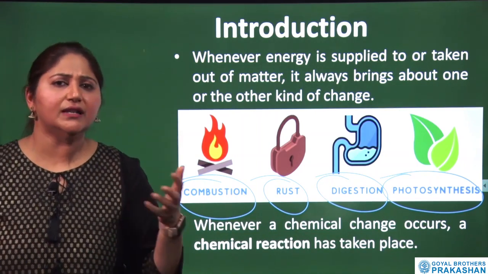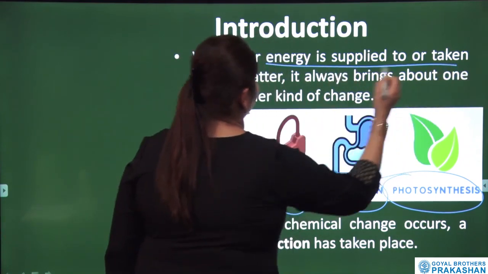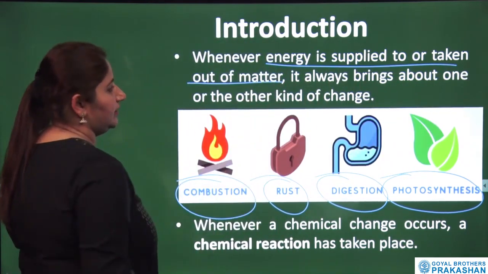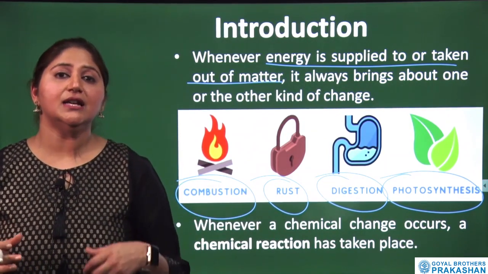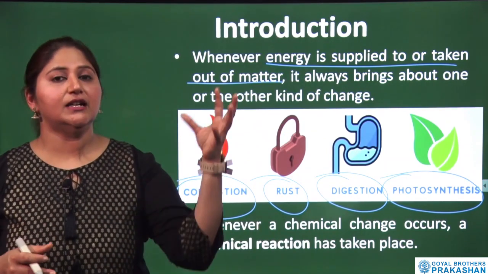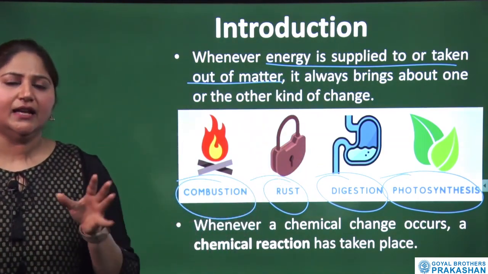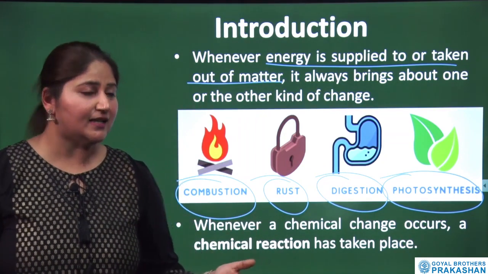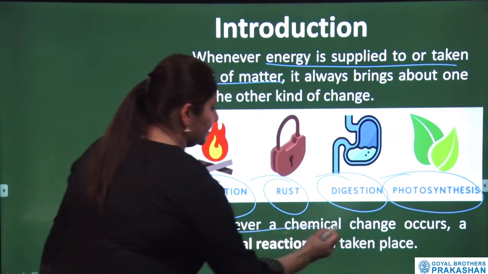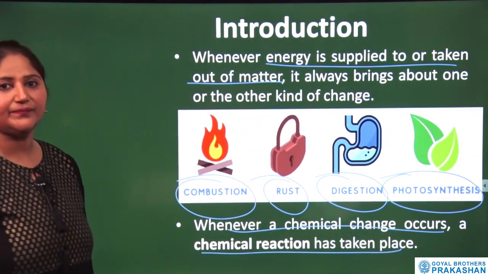And whenever there is a chemical change, there must be some energy supplied to or taken out of the matter. So it means chemical changes usually occur with the change in energy. Either energy is absorbed or it is evolved, right? And can we say that chemical change is actually a chemical reaction? Yes. So whenever a chemical change occurs, a chemical reaction has taken place, right?